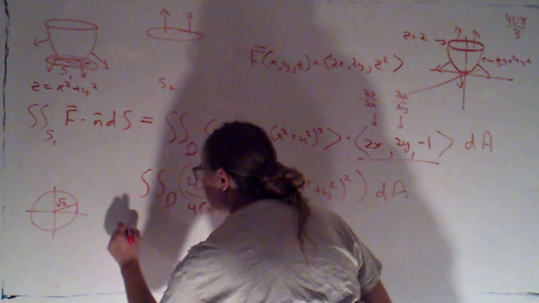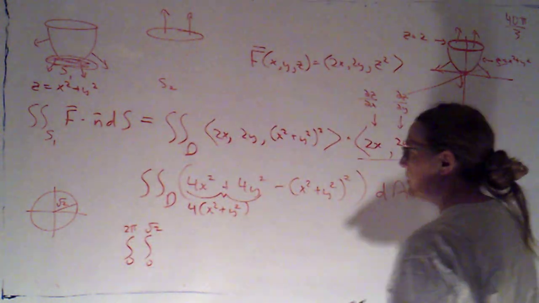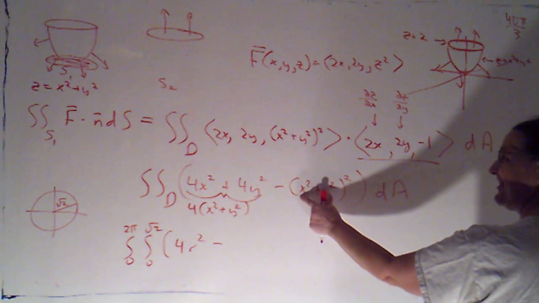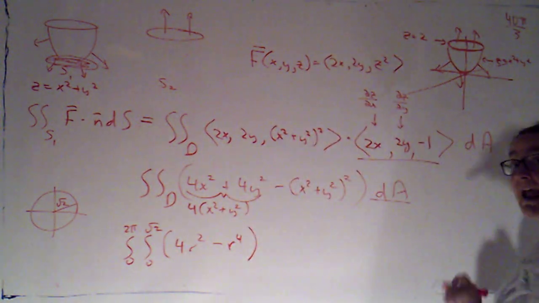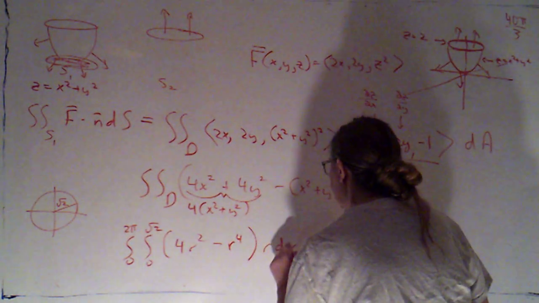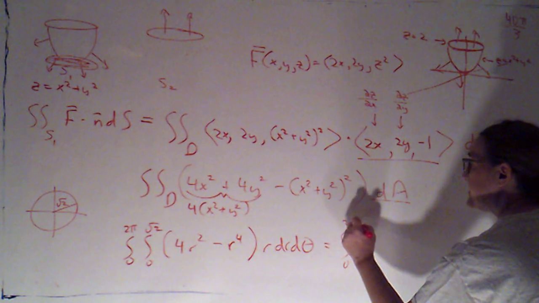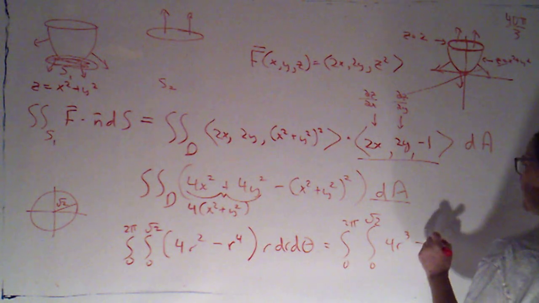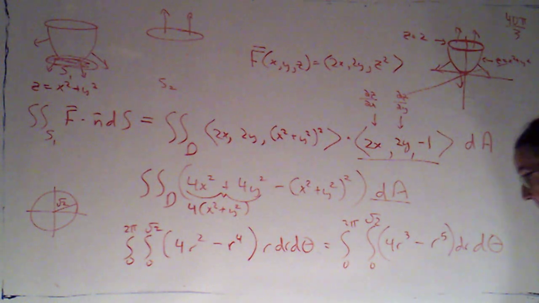So we're integrating from 0 to 2 pi, from 0 to root 2, because remember we're on this disk of radius root 2. What we're integrating then is 4r squared minus, this is r squared squared, so that would be r to the fourth. And then dA, when we switch from rectangular to polar, that becomes r dr d theta. So let's just distribute that r. Integral 0 to 2 pi, integral 0 to root 2. I'm going to get 4r cubed minus r to the fifth dr d theta.